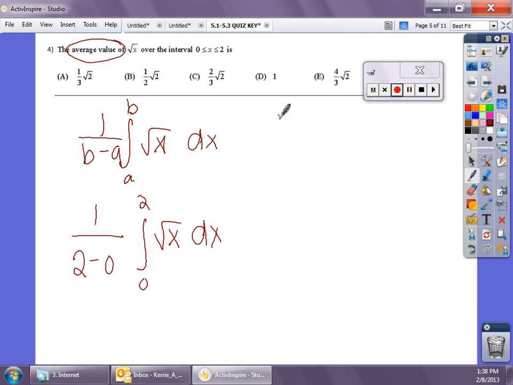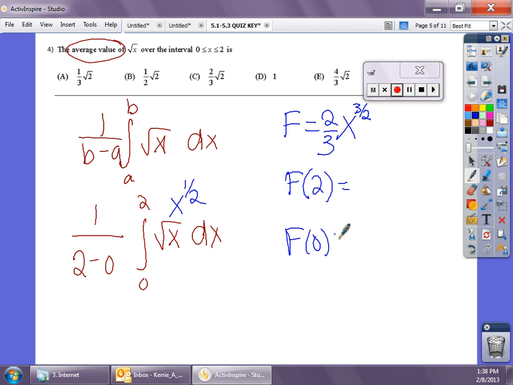So over to the right, I'm going to find my antiderivative of x to the 1/2. Add 1 to the power, which would be 3/2, divide by 3/2, which is the same as multiplying by 2/3. I'm going to find this at 2, and also at 0. The antiderivative at 2 would be 2/3 times 2 to the 3/2, which would be 2/3 times 8 to the 1/2 power. Same exact thing as 8 under a square root.